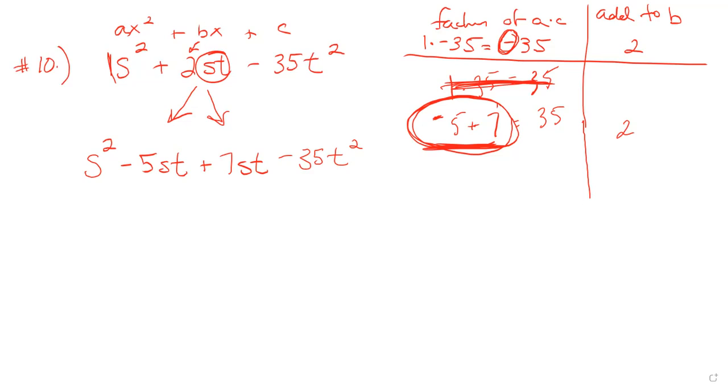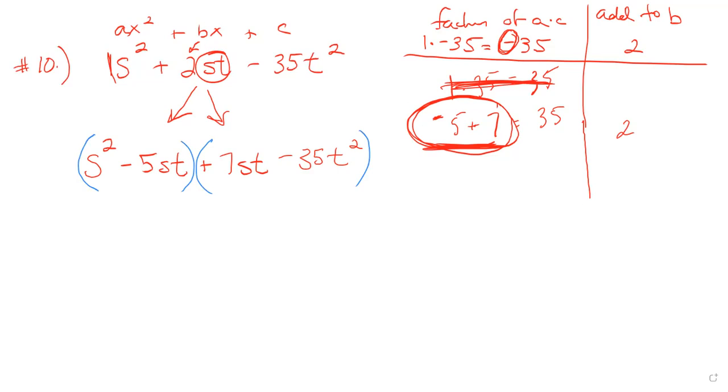I'm going to group the s squared minus 5st as one. So in my head, I see those 2 things going together. And then I'm going to group this positive 7st and the negative 35t squared. I see that in my head. So guys, this is not a multiplication problem. Remember, the blue is just what I did in my head.